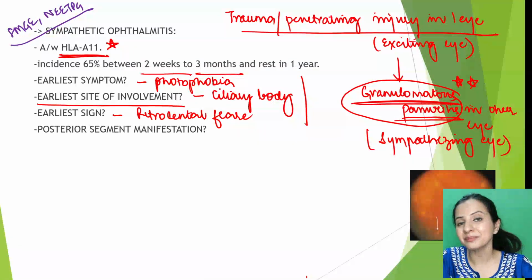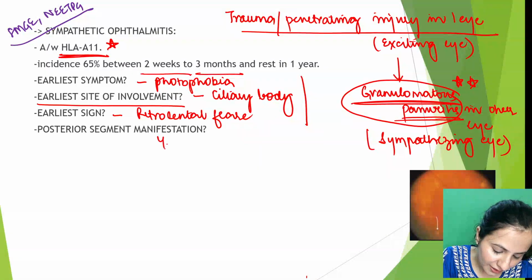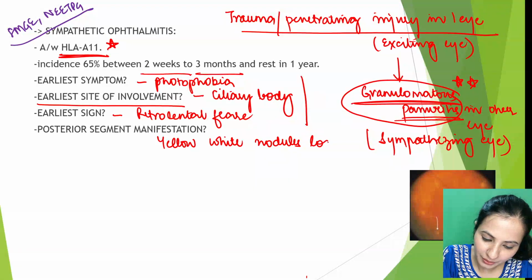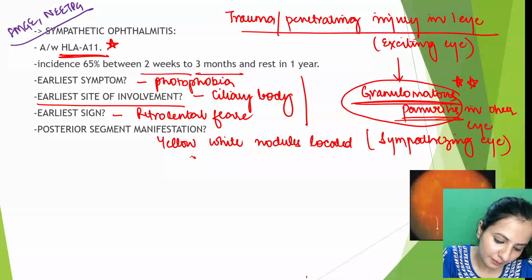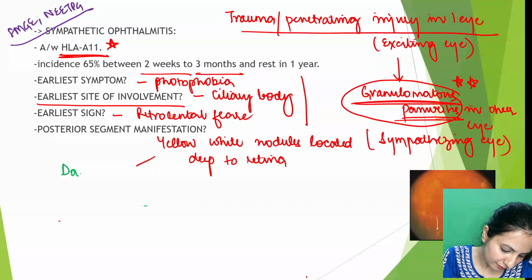Now, if we look at the manifestations in the posterior segment, what are they? You have these yellow white nodules that are located deep to the retina. Now what are these yellow white nodules called? These are called Dalen-Fuchs nodules.